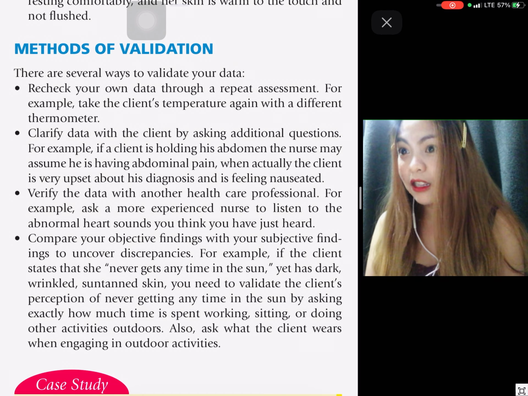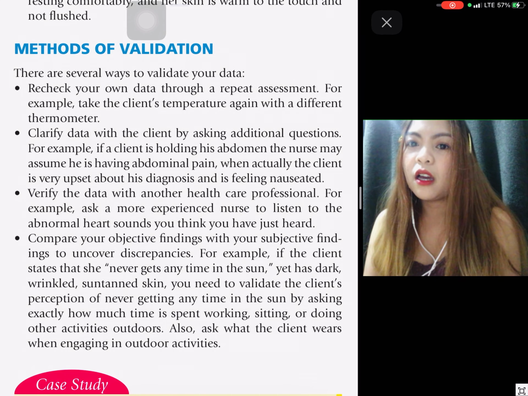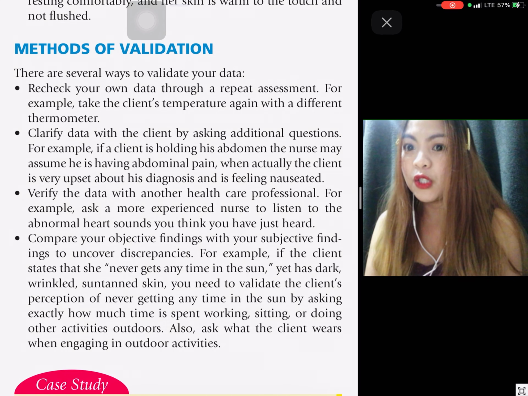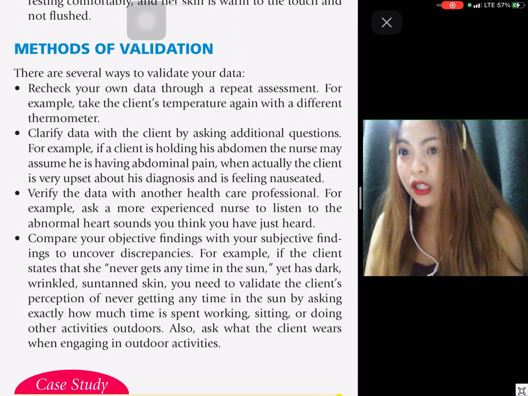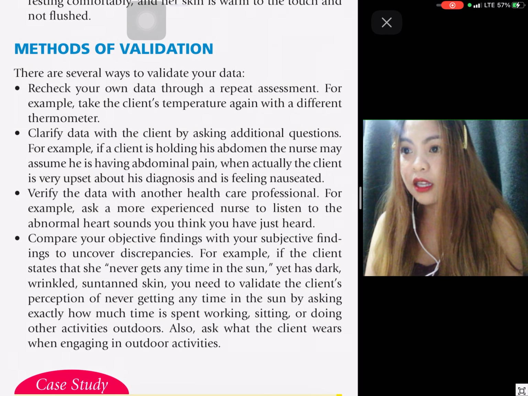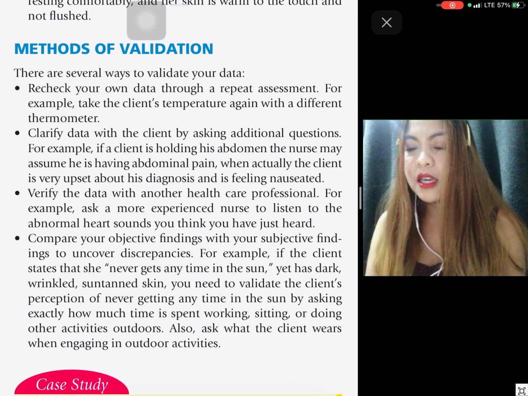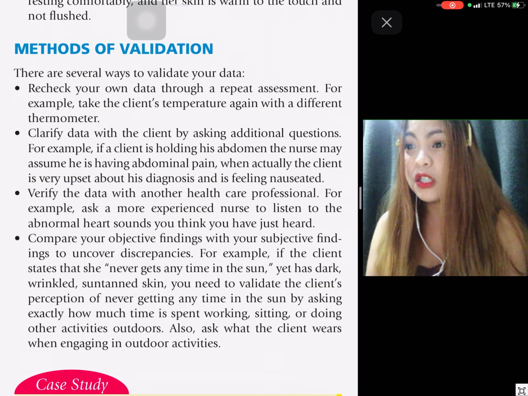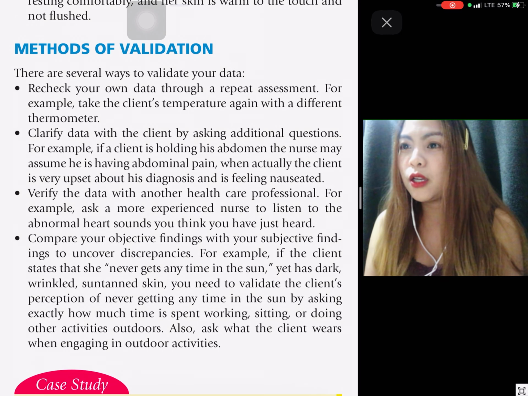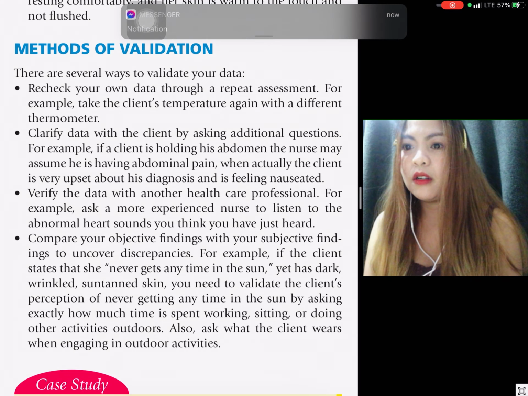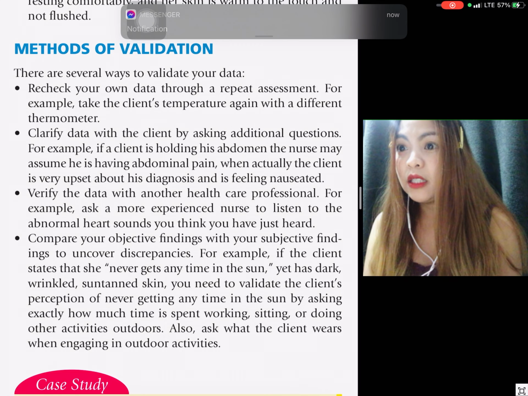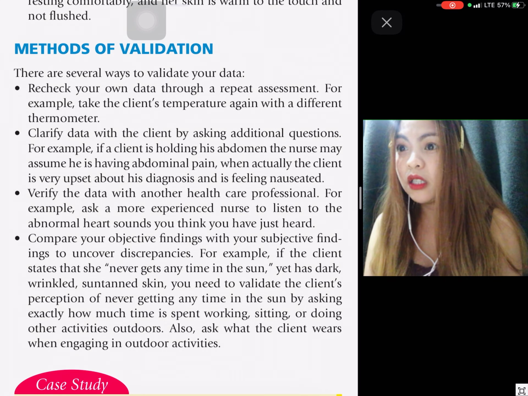So, ganun. Next, compare your objective findings with your subjective findings to uncover discrepancies. So, for example, if the client stated she never gets any time in the sun yet has dark, wrinkled, suntanned skin, you need to validate the client's perception of never getting any time in the sun by asking exactly how much time he spends working, sitting, or doing other activities outside. Also, ask what the client wears when engaging in outdoor activities. So, minsan kasi may mga client tayo na medyo iba yung perception nila. Kunyari, dito nga, sinabi dito, yung client, may itim, may suntan skin, tapos wrinkled, pero sabi niya, hindi daw siya masyadong nabibilad sa araw.